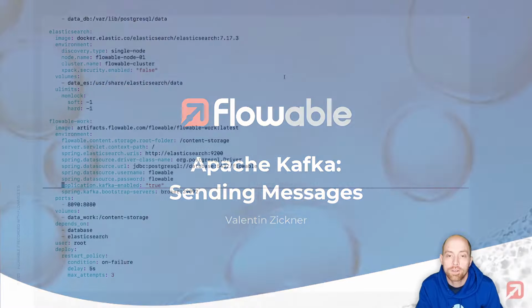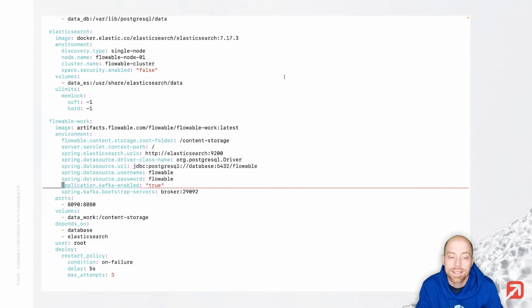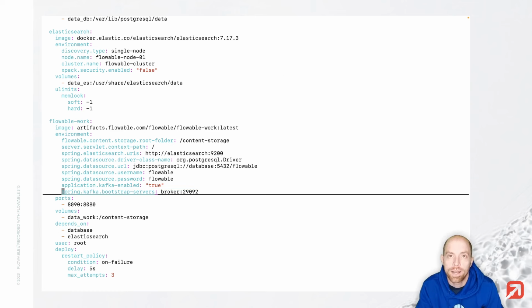First of all, for the configuration, we need to say that we would like to enable Kafka. When you use the out-of-the-box Flowable Work images, you need to set application Kafka enable to true. When you have customizations, then you need to add the Spring dependency for Kafka. Once you have done that, you also need to set where to find the Kafka service. Here, the server is broker and then the port number. For you, that might be different. Once you have configured it, you can go to Flowable Design and get started with modeling.